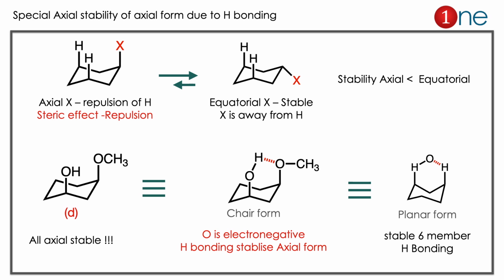So the unusual stability arises from the hydrogen bonding. So the answer is clearly D. Both groups are in axial position. The concept you have to learn here is that whenever you have two oxygen groups with hydrogen, you might think of hydrogen bonding induced stability.